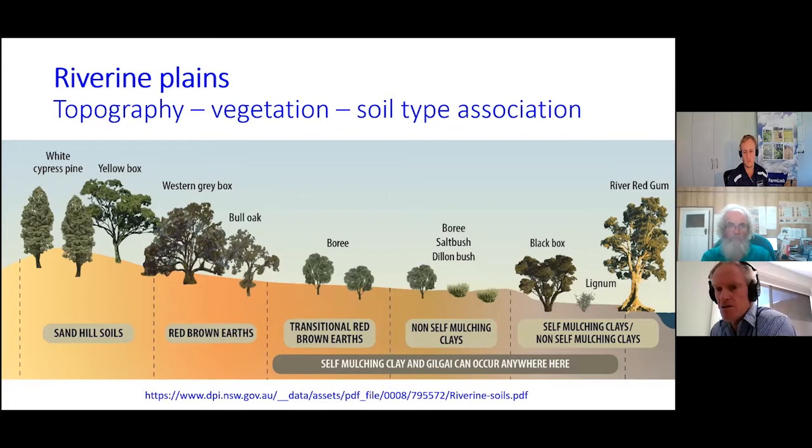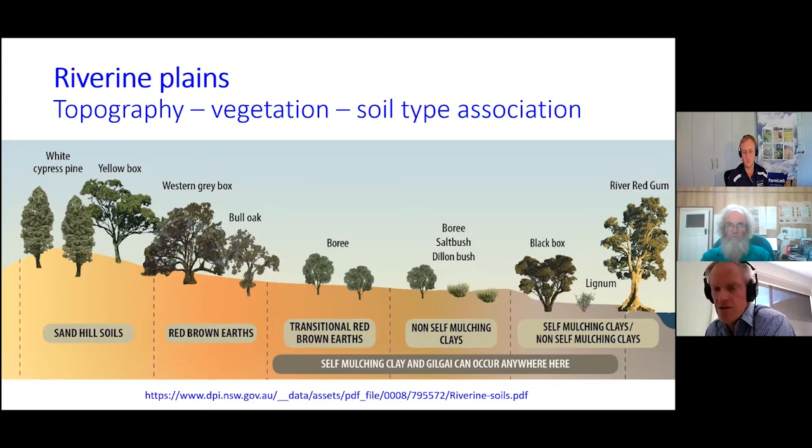Then you come down onto country that's less well internally drained and it's flatter. So, you know, 1 in 2,000, 1 in 1,500, even flatter grades. And you'll get predominantly boree on that. Again, further out on the back plain, which is what you just saw there at Tullakool, you get those grey and they're generally sodic, non-self-mulching clays, boree, saltbush, Dillon bush. And then the final one is, look, it's closer to, you know, watercourses, and it's actually on the existing floodplain. Oftentimes, they're pretty new soils, all within there. You know, like you can see that grey bar underneath it. Self-mulching clay and gilgai can occur anywhere here.